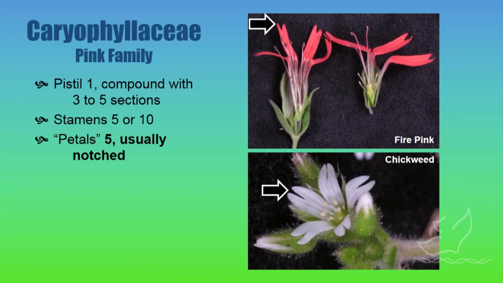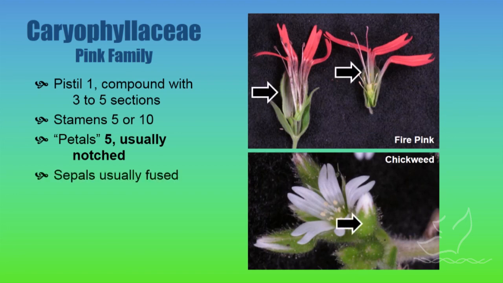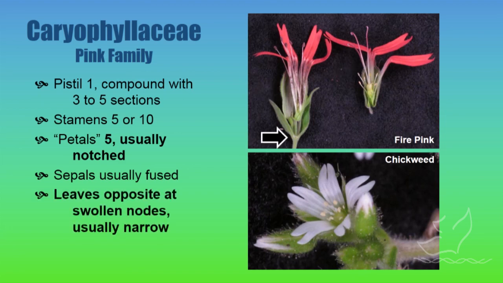Okay, again, petals are in quotes because botanists disagree whether these are really petals or might be some other structure that's modified, like perhaps stamens. But anyway, what looks like petals are 5 structures there, and they have a notch at the tip. The sepals are usually fused, and the leaves are opposite, coming off of swollen nodes, and the leaves generally are fairly narrow.